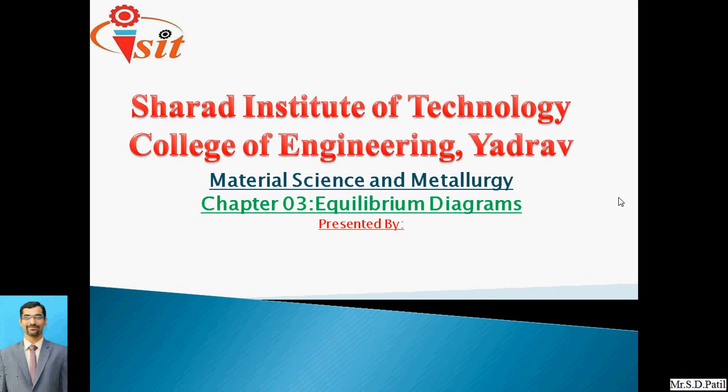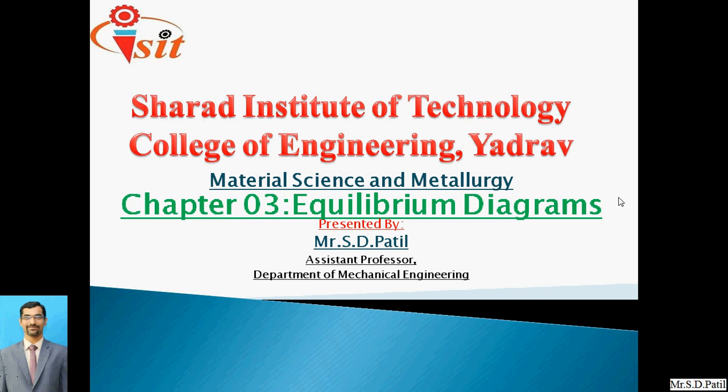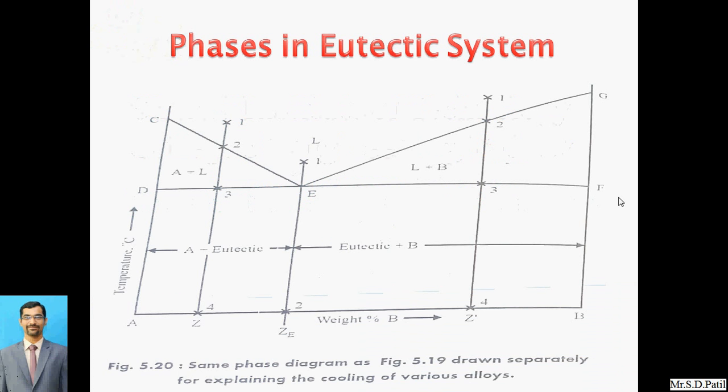In the last lecture, we saw the eutectic system, and in this lecture we will focus on the different types of phases in the eutectic system, and then go to the next content, that is the partial eutectic system. These two things we will try to cover in this lecture. So this is the diagram which shows the different phases in the eutectic system.